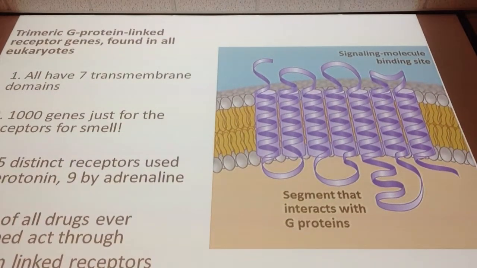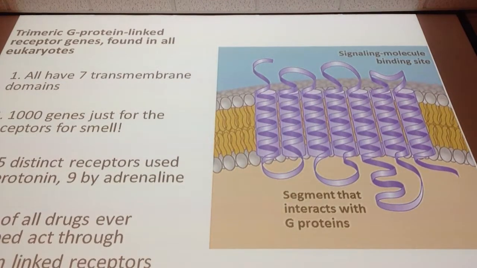And for G protein linked receptors, only trimeric G proteins are linked to a receptor. So whenever we talk about G protein linked receptors, we're really talking about the trimeric form. We'll talk about the monomeric form very shortly today. But any G protein that is linked to a receptor is a trimeric G protein.